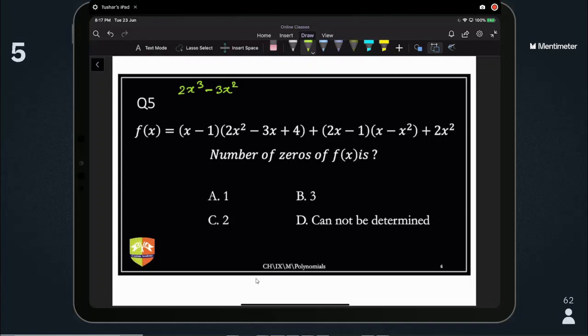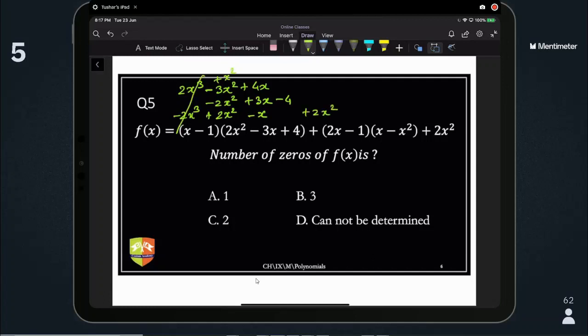So 2x cubed minus 3x square plus 4x. And I told you how to simplify: keep the same degree, same power terms together and quickly write like this. And then here you'll get 2x square. And then you'll get minus 2x cube. And then you will get minus x. And then you'll get plus x square. And plus 2x square. So if you see, this goes.